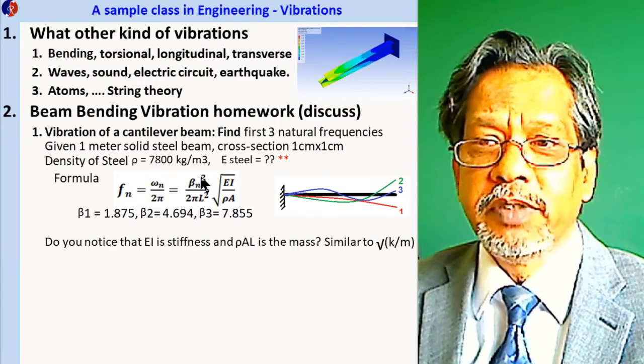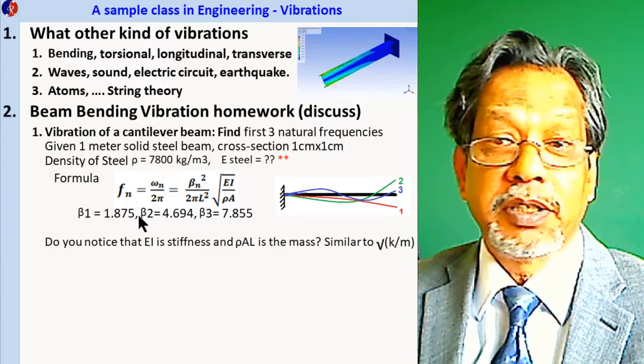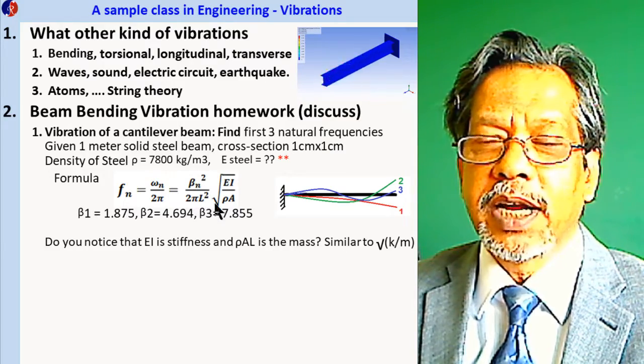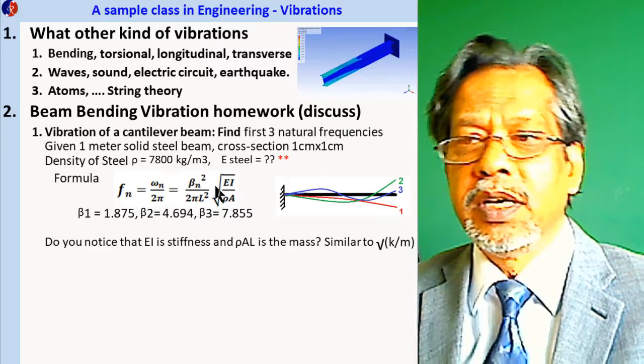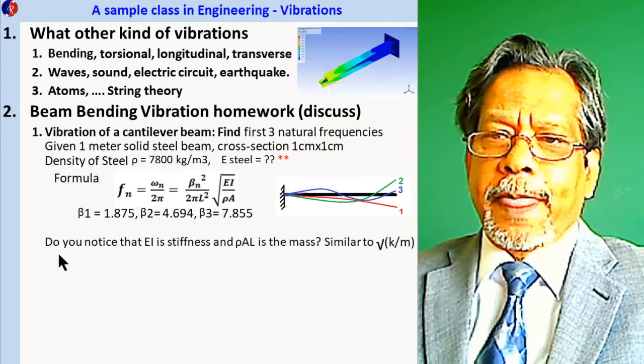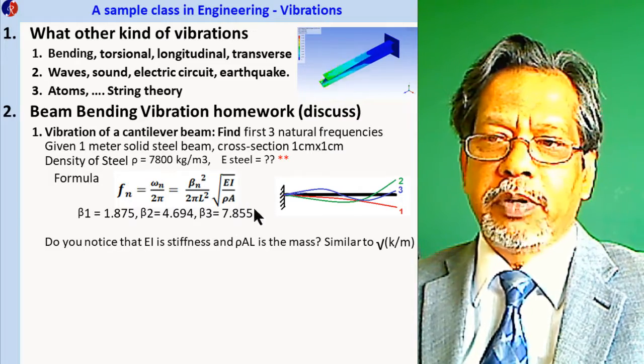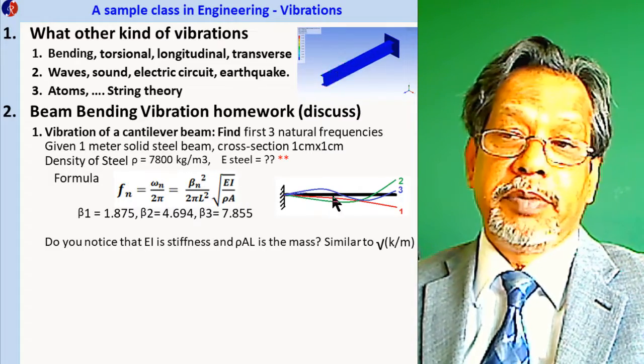Beta 1, these values are given. They are theoretically derived. Beta 2 is that. Beta 3 is that. Three frequencies they have to calculate. Do you notice that EI is the stiffness, and rho A L, if I put that, will be the mass of the beam.